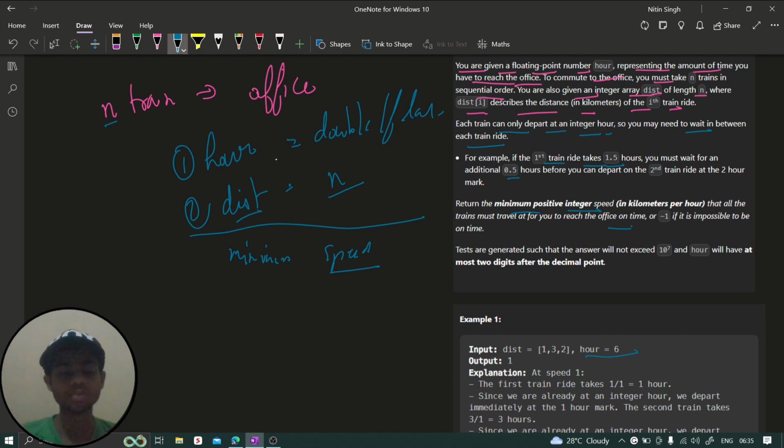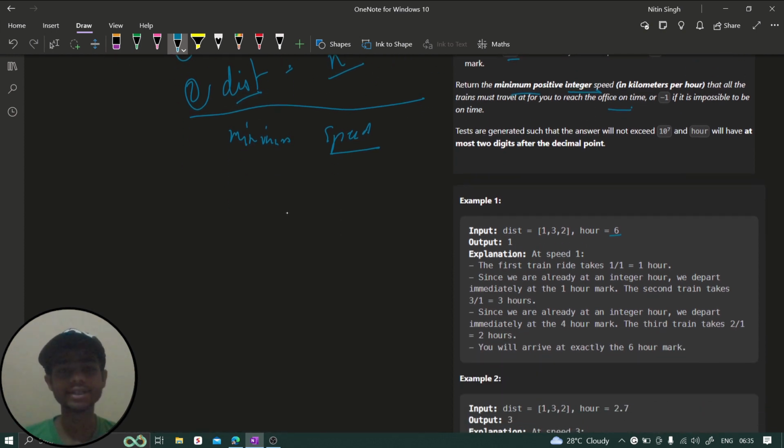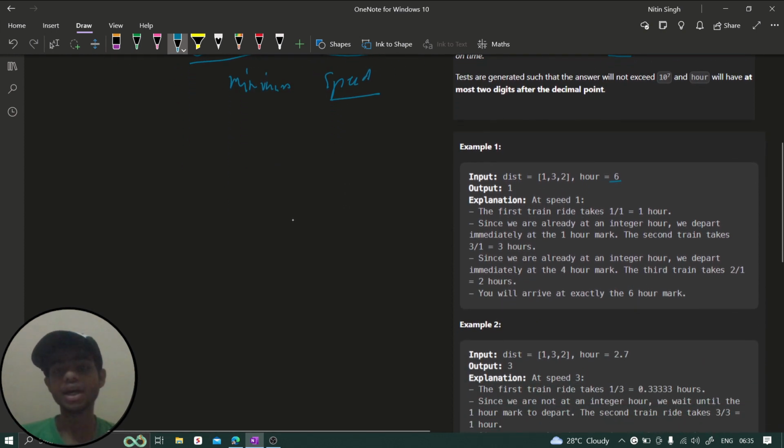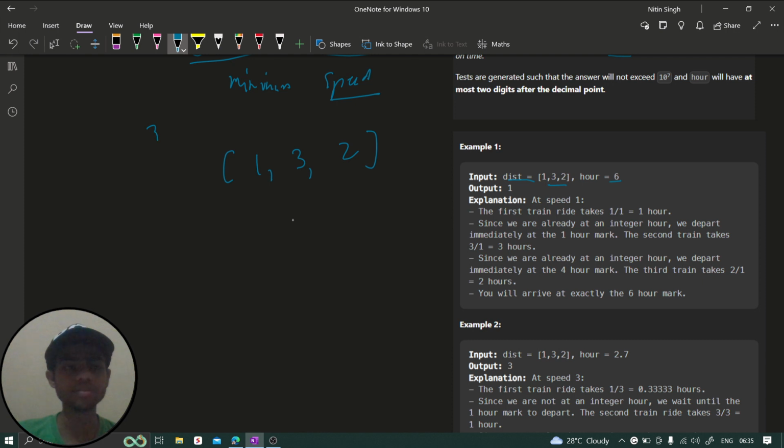So simple thing, guys, we have to just find out the speed of the train. If we want to reach our office at the given time, or before this given 6 o'clock, right? If we consider the first example, let's understand the example, then you will have a better understanding. I know it might be complex. So here, guys, we are given a distance array 1 3 2. So three trains are there. The first train is going to cover one distance, the second train is going to cover three distance, and the third train is going to cover two distance, right? We can say 2 kilometers, any unit you can give.